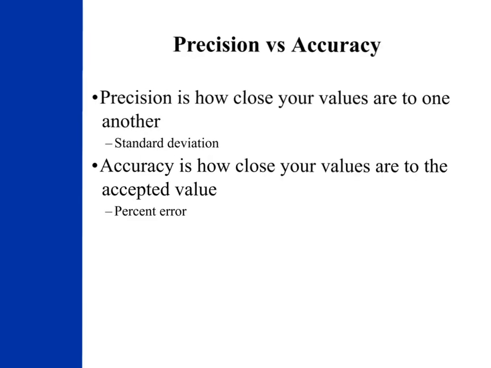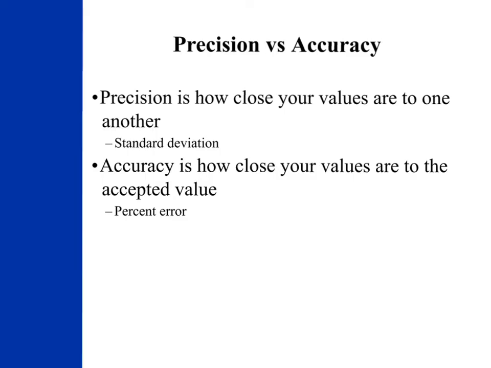We're also going to be evaluating two different things in this experiment, precision and accuracy. These two things mean something very, very different. Precision means how close your values are to one another. So if I record a mass with a sample 5 times and I have a very low standard deviation, I can have high precision. That tells me all of my values are very close to one another.